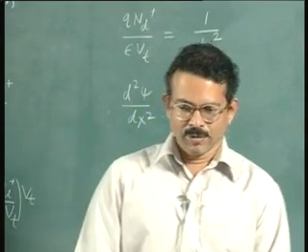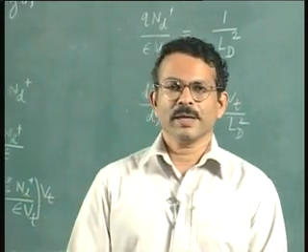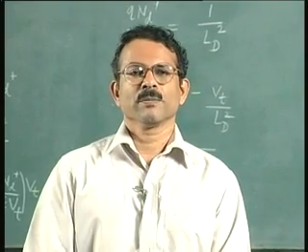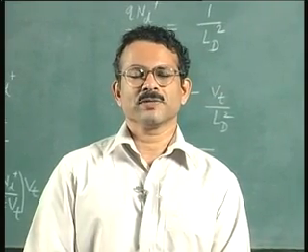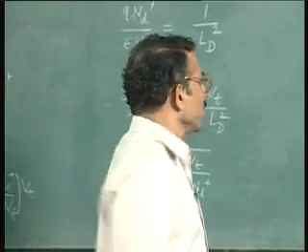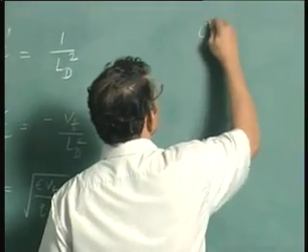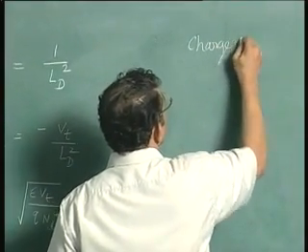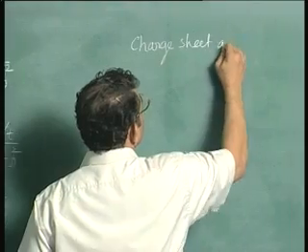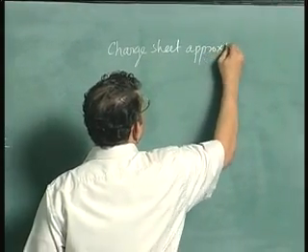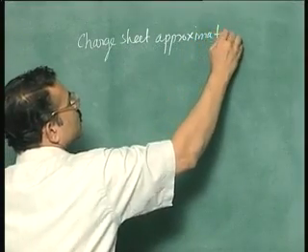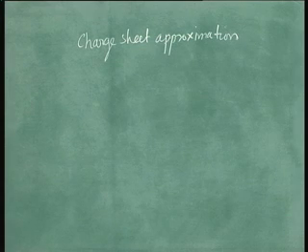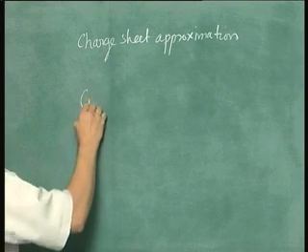Now we will discuss two other approximations related to Gauss's law or Poisson's equation which are employed. One is called the charge sheet approximation, and the other one is called the gradual channel approximation.